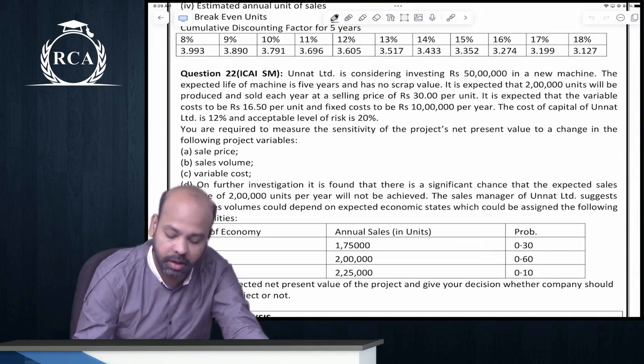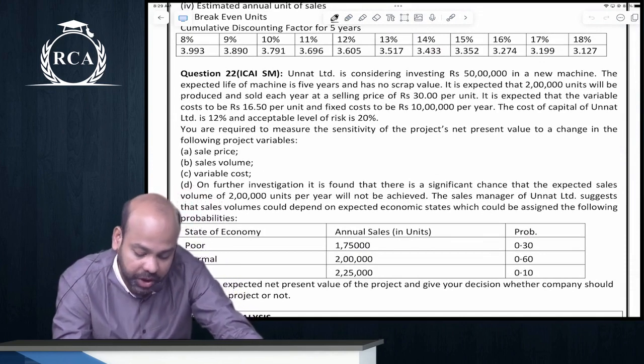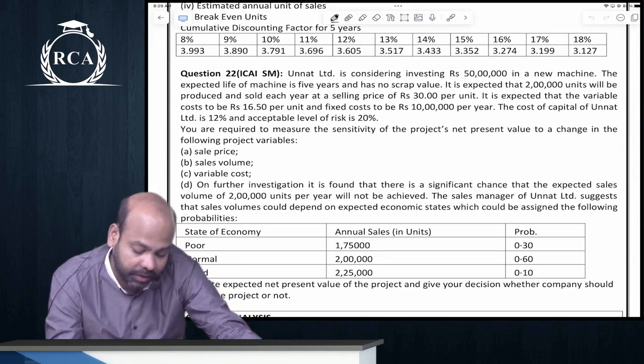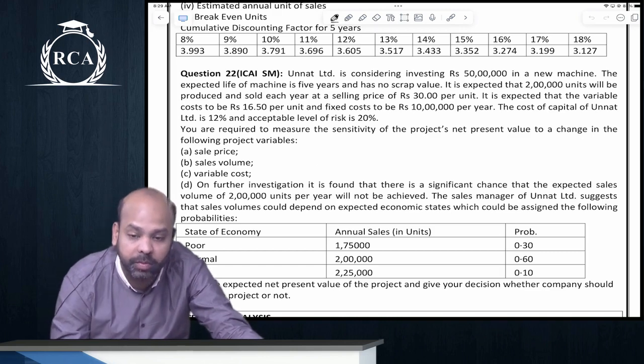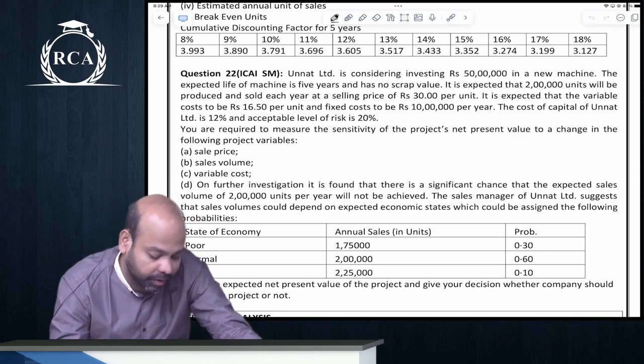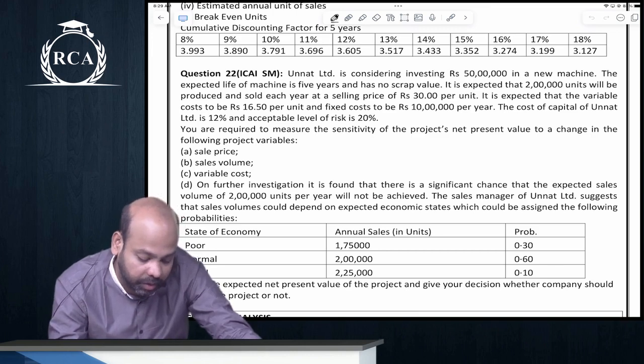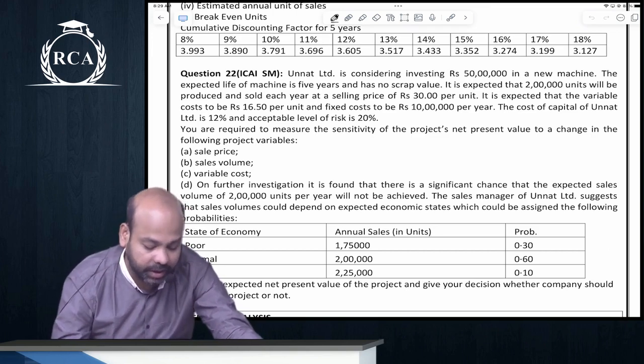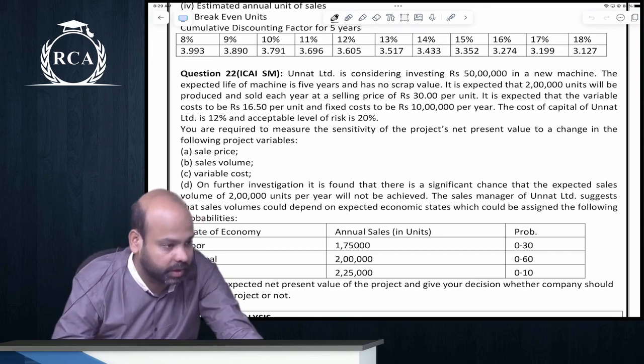Unnat is considering investing rupees 50 lakhs in a new machine. The expected life of the machine is 5 years and it has zero scrap value. It is expected that 2 lakh units will be produced and sold each year at a selling price of 30 rupees per unit. It is also expected that the variable cost will be 16.5 per unit and fixed cost will be 10 lakhs per year. The cost of capital of Unnat Limited is 12% and the acceptable level of risk is 20%.